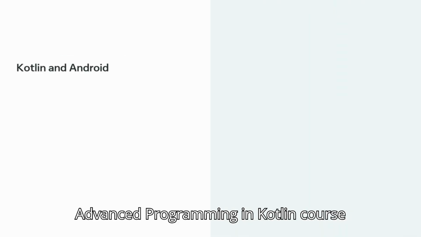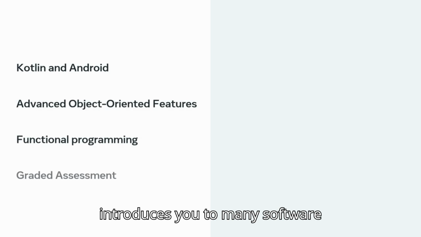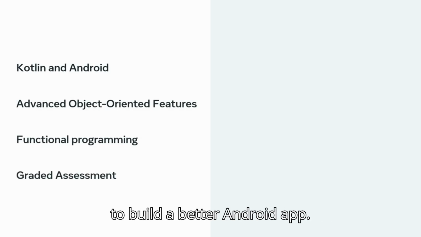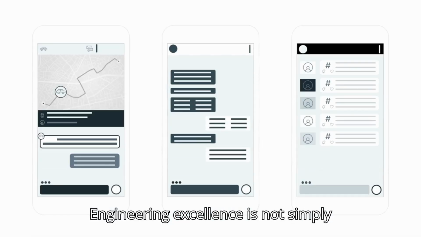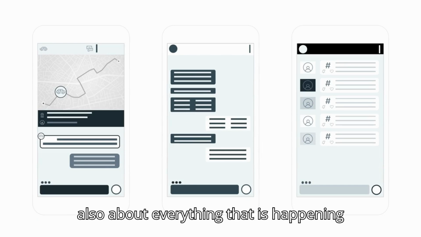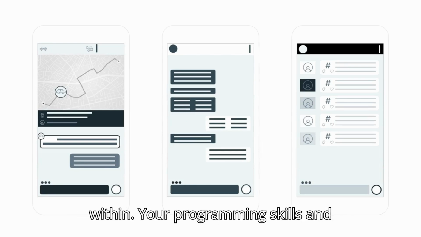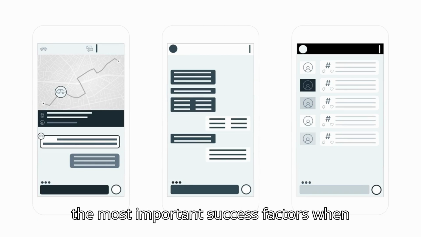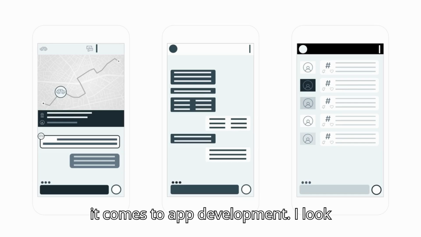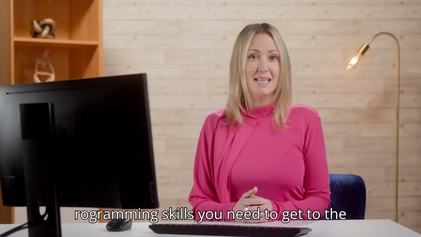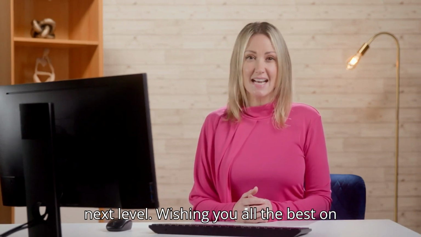The Advanced Programming in Kotlin course introduces you to many software engineering concepts. These will help you to build a better Android app. Engineering excellence is not simply about what works well on the surface, but also about everything that is happening within. Your programming skills and approach to creating code solutions are the most important success factors when it comes to app development. I look forward to helping you build the advanced programming skills you need to get to the next level.